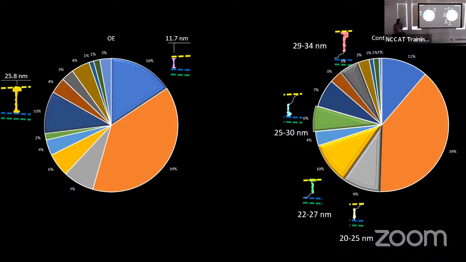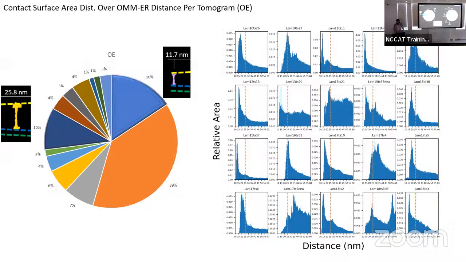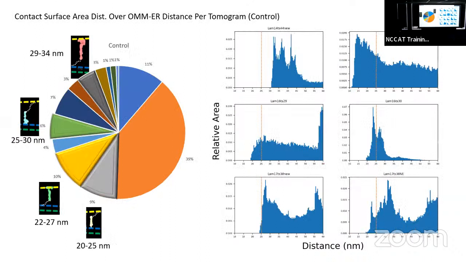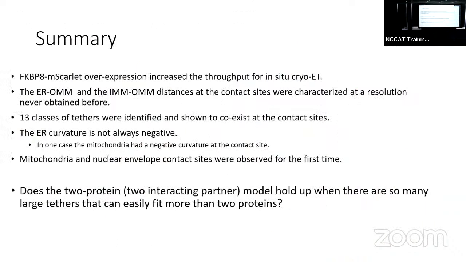I just compared the distribution of the different classes between overexpression and control, and then compared it to the ER mitochondria distances for each tomogram. This was a way to see if these two kinds of analysis that are independent converge and make sense together or not. And I think it does. This is for control.